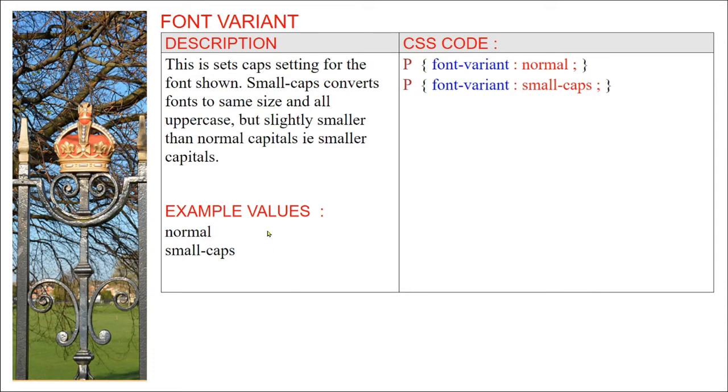And the values that we can have for font variant are normal and small caps. Normal is normal text and small caps is capitalizing the text. So the way we set this in CSS, we set the property font-variant to normal, or we can set the property font-variant to small caps.